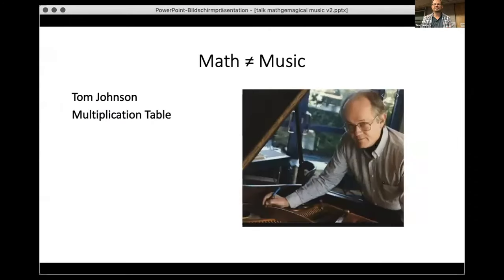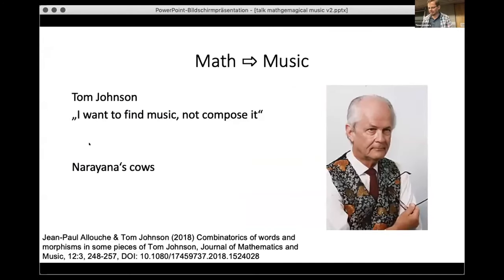So I stop sharing this screen, go back. And this second piece by Tom Johnson is Narayana's Cows. You will find the idea in this piece that, as Tom Johnson says, he does not want to compose music, but to find music. Let's see if he succeeds.